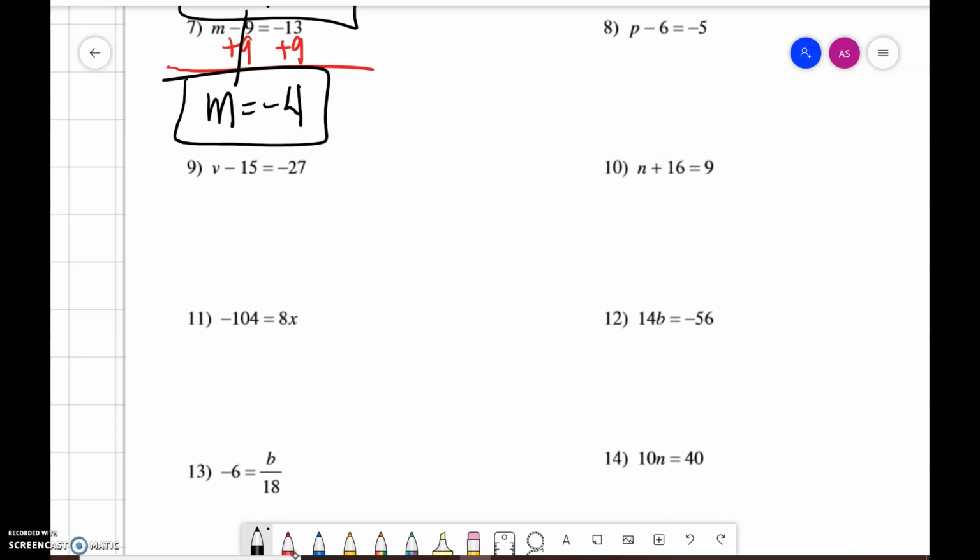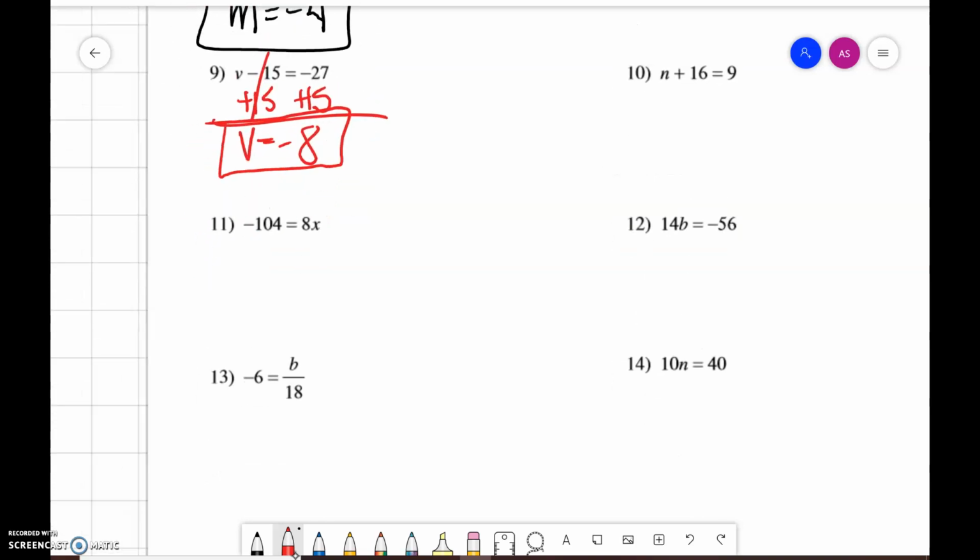All right. I have V minus 15 equals negative 27. So we're going to add 15 to both sides. This cancels out. So now I'm looking at negative 27 plus 15, and that's going to give me negative 8.